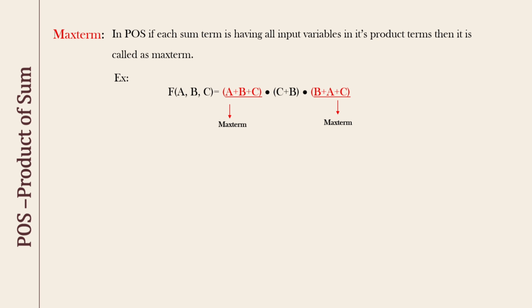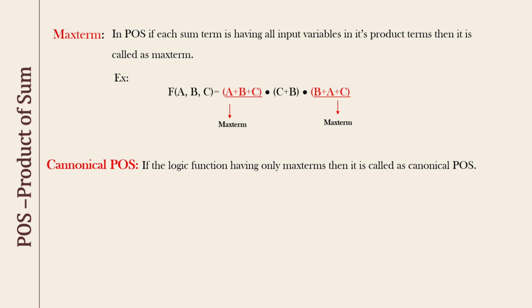Here the first and last terms are the max terms because the first and last sum terms have all the variables of the function, that is a, b, c. But the second term, c plus b, doesn't have the variable a. So it is not considered as a max term.